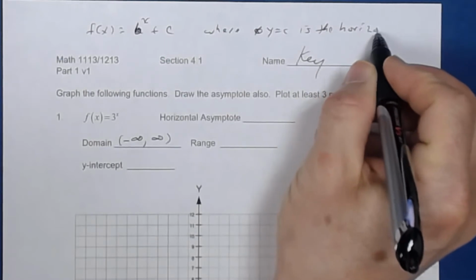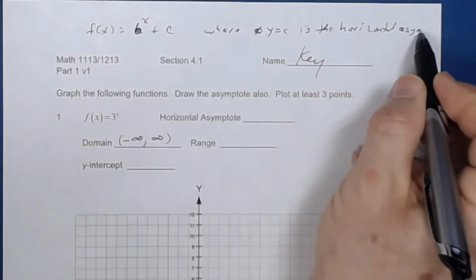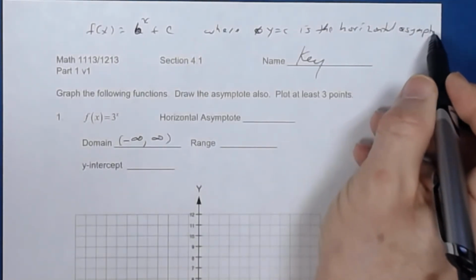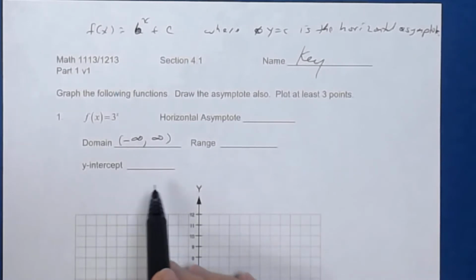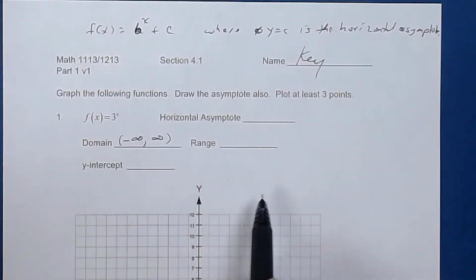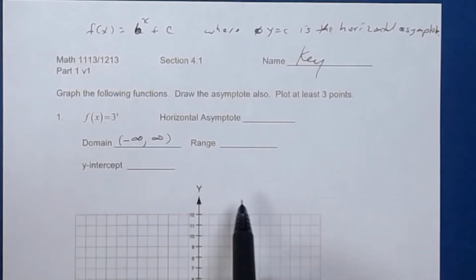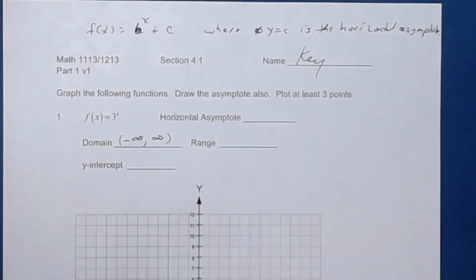Now you may ask, why did I say y equals? Because the horizontal asymptote is a horizontal line, and we denote it as a dotted horizontal line. And remember, all horizontal lines have the equation y equals a constant. Just some things you have to remember from previous lessons and previous courses.